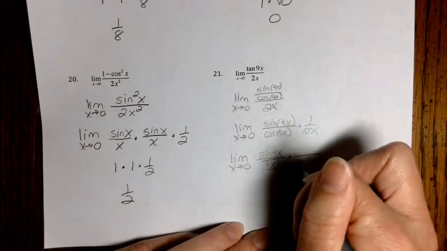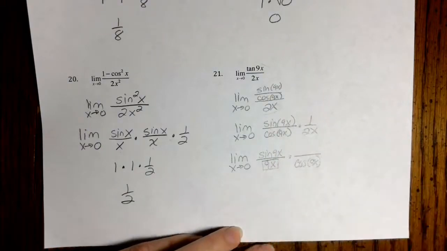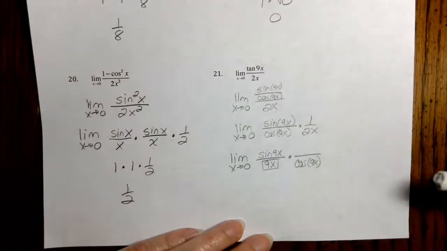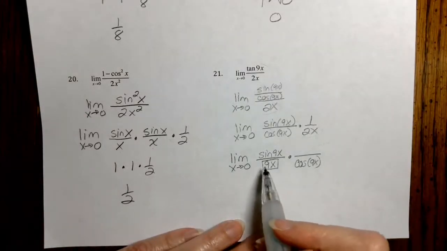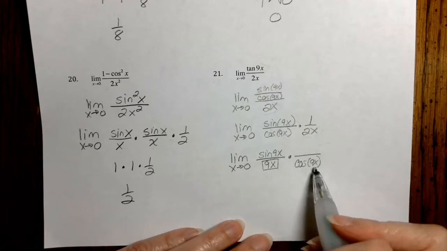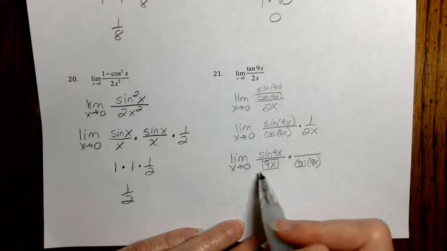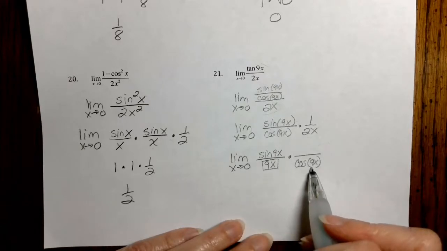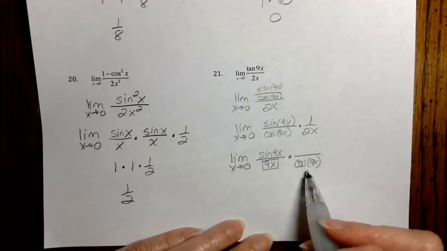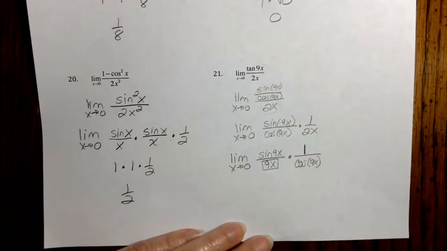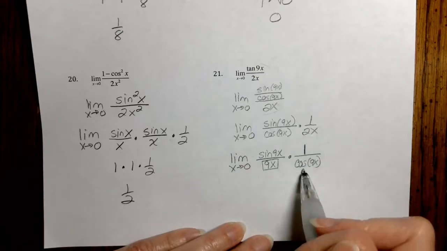Times, in the denominator we have a cosine of 9x. This one's a little sneaky. Cosine of 9x is different from sine. When you're evaluating at 0, the cosine of 0 is 1. Because the cosine of 0 is 1, I can evaluate this because I don't have a 0 in the denominator. So when you see cosines, those are not going to be made into a fraction where you match the inside, because that goes to a 1.